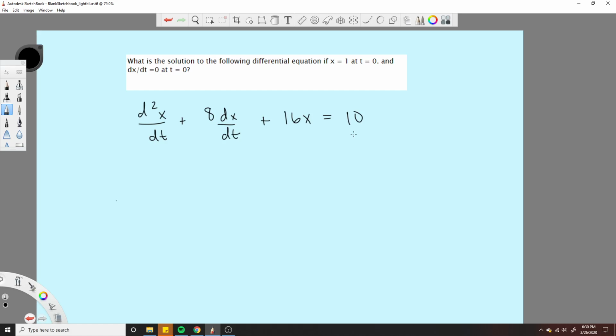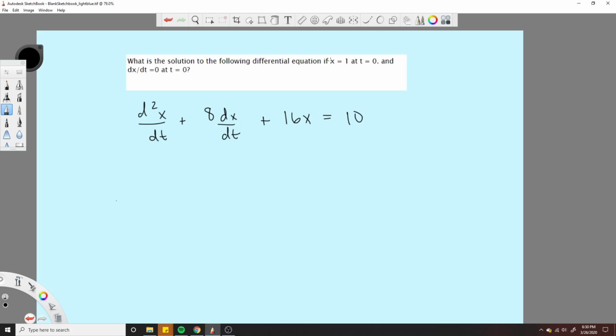Okay, try this problem out, see what you can figure out. I'm going to solve it now. So we have a non-homogeneous second order differential equation, and we have some points along with it that we could probably use to help us find our full solution.